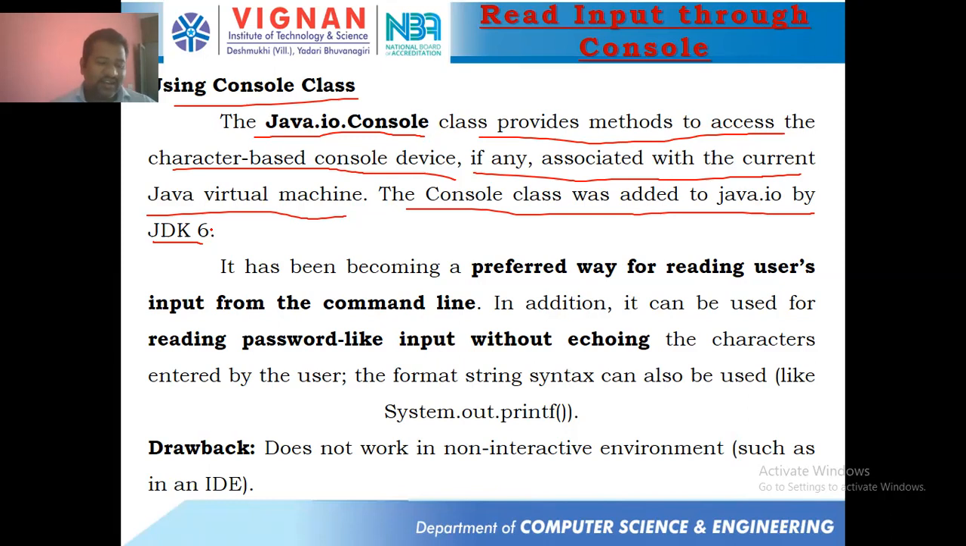That means directly or indirectly, all input and output devices are attached to your JVM. Console can be considered as your output device or your monitor, and that is attached to the JVM. And it has become a preferred way for reading user input from the command line.